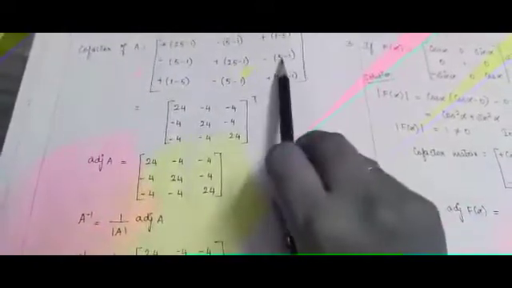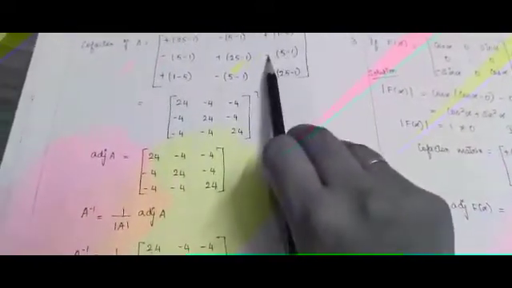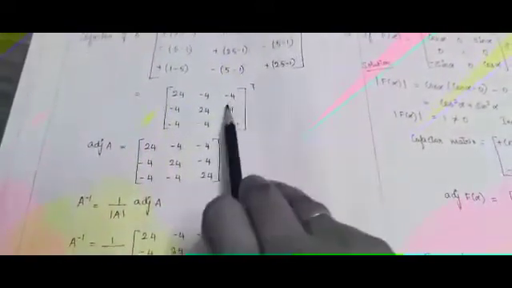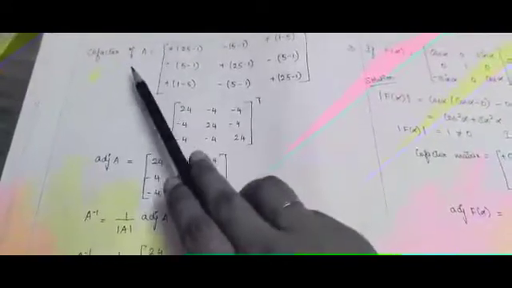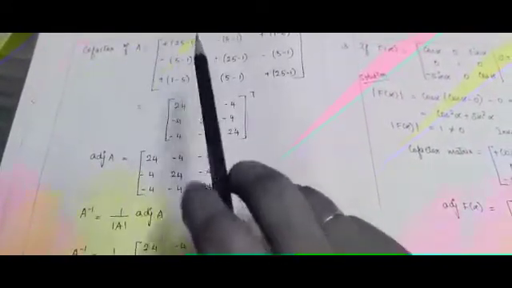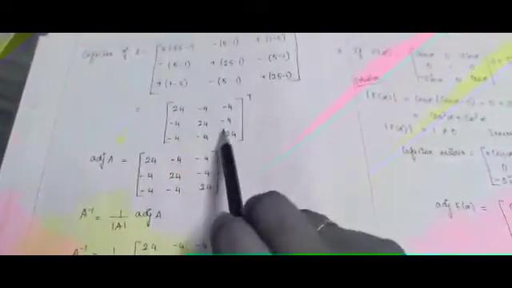So 25 minus 1 is 24. 5 minus 1 is 4, and the outer side is minus, so minus 4. Here 1 minus 5 is minus 4, 5 minus 1 is 4, and here it is minus, so minus 4, and this gets 24. So I found the value of the cofactor of A. As soon as you have found the value of the cofactor of A, you need to find out.